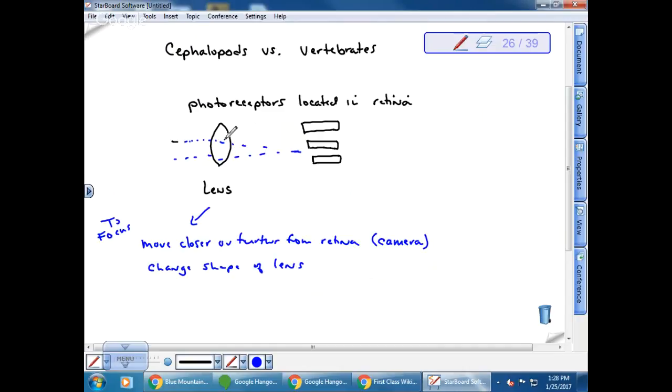Okay. And changing the shape of the lens then would allow us to see things far away or close up, just like moving the lens away from or closer to the retina, okay? Now, the other thing has to do with the photoreceptors in the eye. So the photoreceptors can look like this, where they can have all of the nerve cells that connect them coming out the back. Okay. And then it goes to the optic nerve.